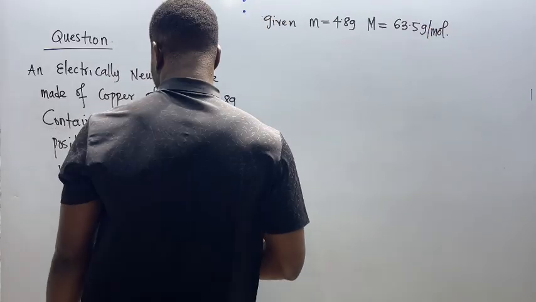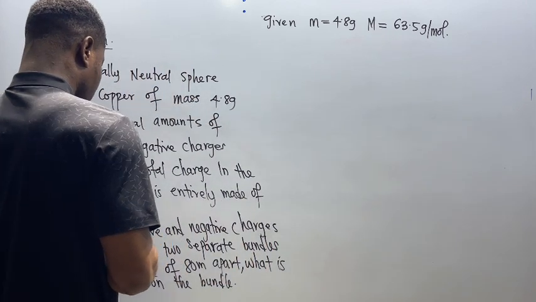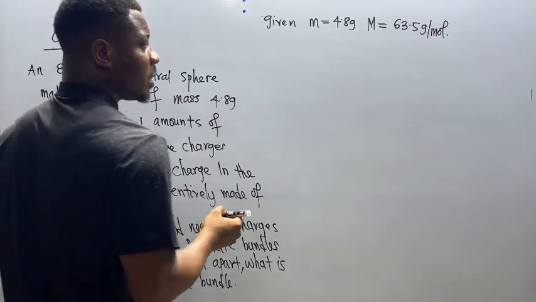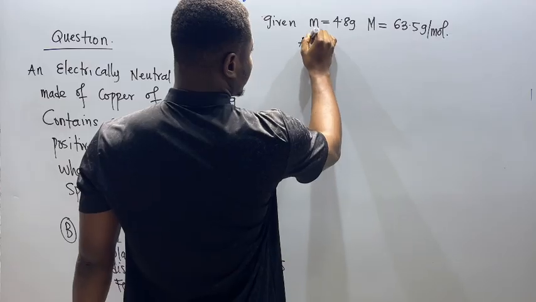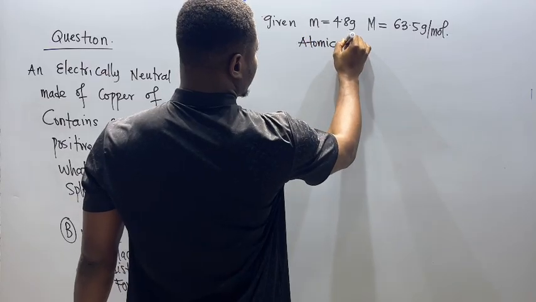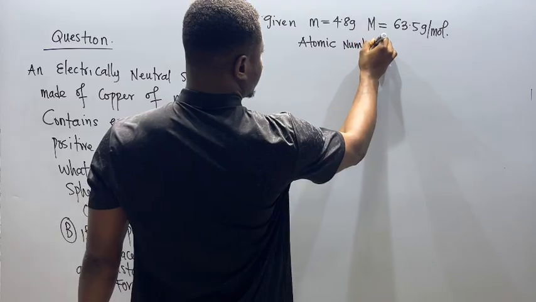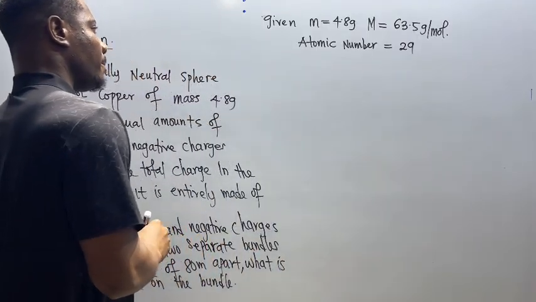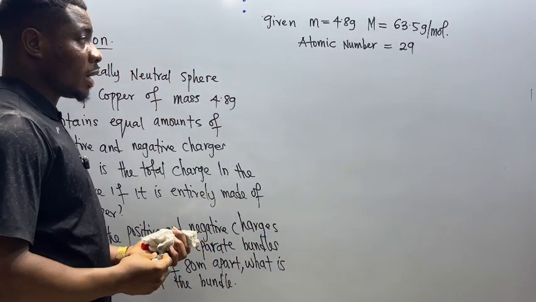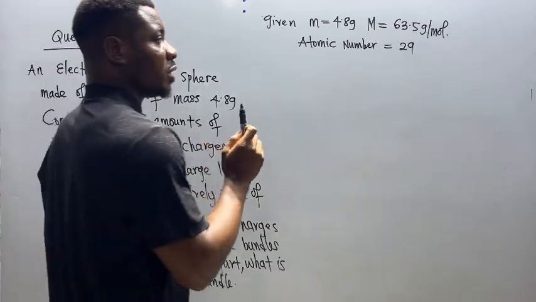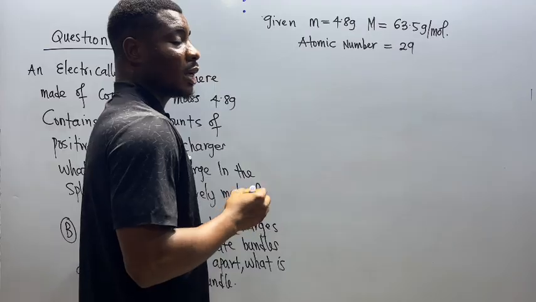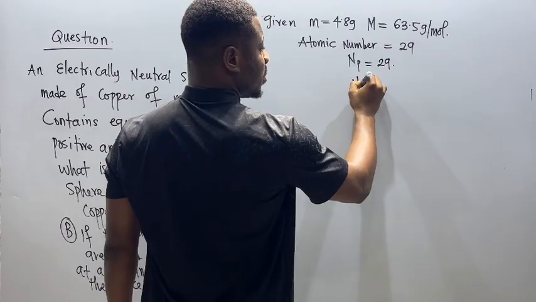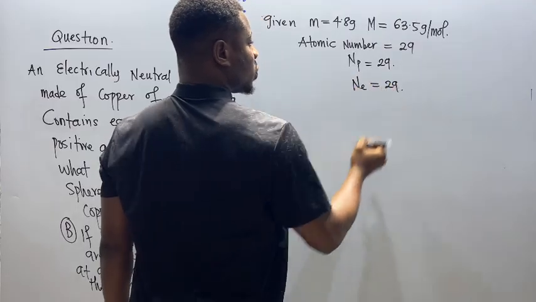Then I would need the atomic number of copper. That will be 29. You can also call it the proton number. This means that the number of protons is 29, and it also implies that the number of electrons is also 29.